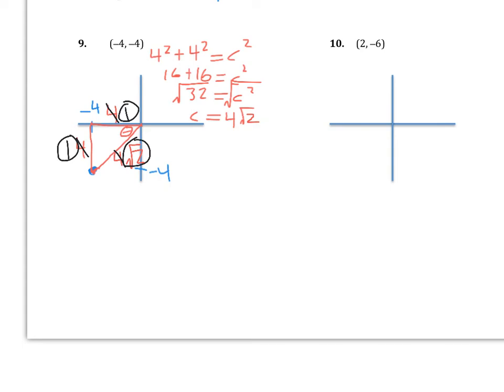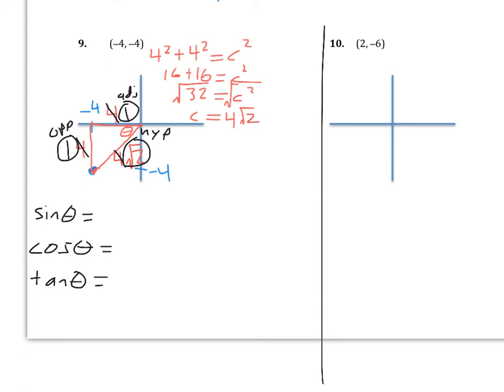From theta's perspective, this is opposite, this is adjacent, and this is the hypotenuse. So writing out all 6, we're going to find sine theta, cosine theta, tangent of theta, and the 6 are the 3 reciprocals. So that's cosecant of theta, secant of theta, and cotangent theta.